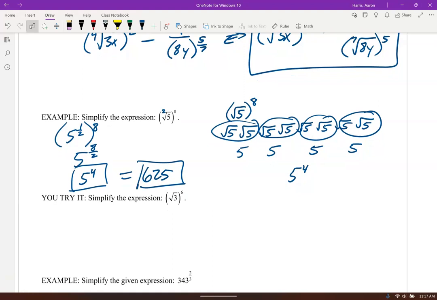So square root of 3 to the 6, what would that be, you guys? Go ahead and type that in here. So that's 3 to the 1/2 to the 6, or 3 to the 6 over 2. Well, 6 over 2 is 3 to the 3rd. 3 times 3 times 3 is 27, all right? Again, that's 6 of these.